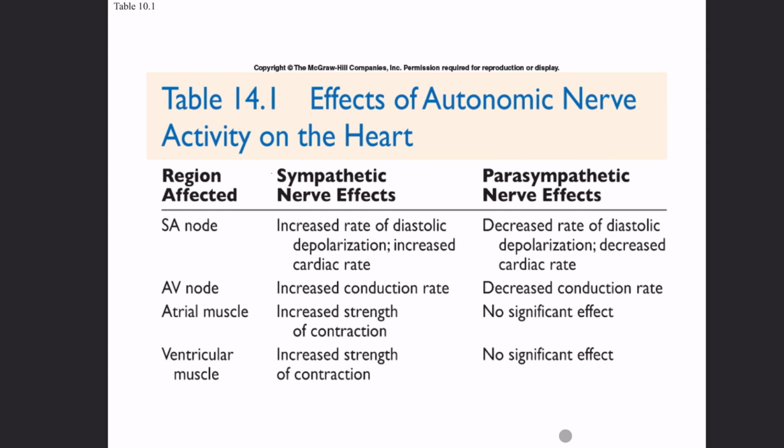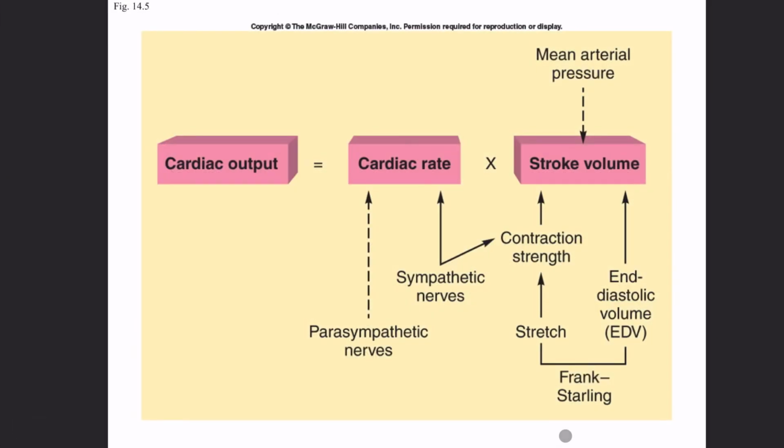The sympathetic nerves are located in all these areas of the heart, not only the SA node and AV node, but within the muscle walls. And so they increase the contraction strength. Notice that the parasympathetic divisions are not located within the muscle walls of our heart, and so they do not impact cardiac contraction strength.